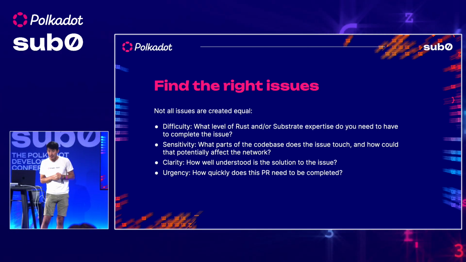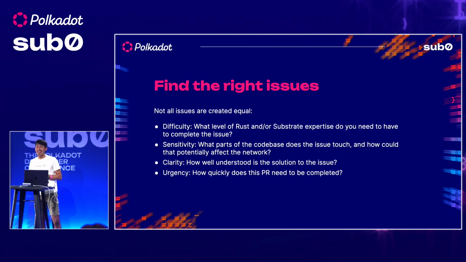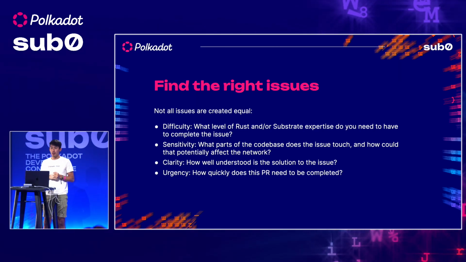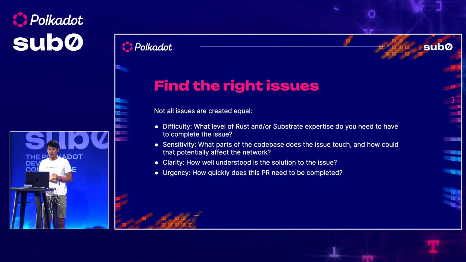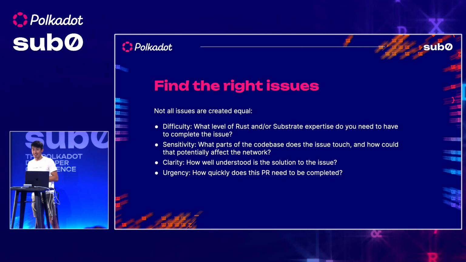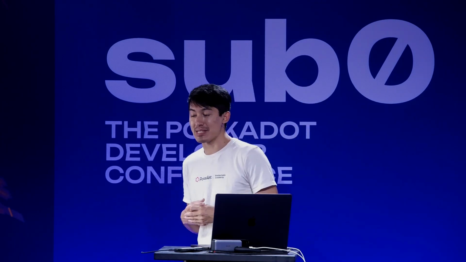Then the sensitivity. Polkadot and the Polkadot SDK manages billions of dollars of value. You cannot touch code on day one which is going to affect that, right? Like a PR to the balances pallet is probably not the best first place to go, right? It's like this is really scary stuff. If you make an error, you make a mistake, you can brick and hurt a lot of the ecosystem, right?